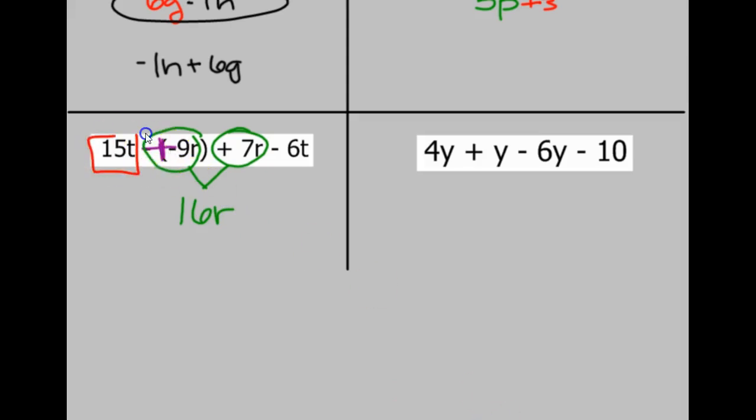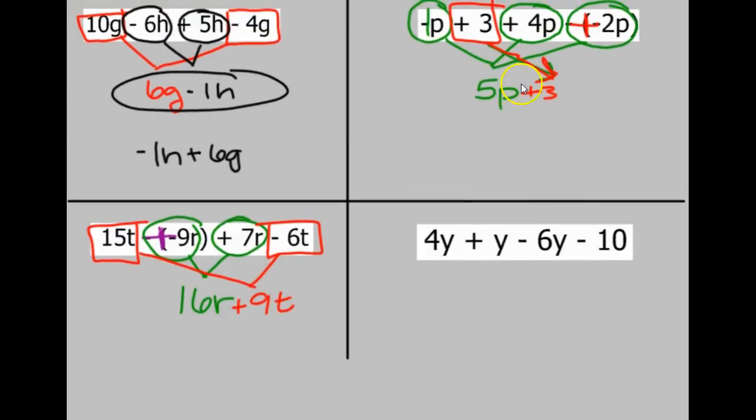And then we have 15T and a negative 6T. Different signs, subtract. 15 minus 6 is going to give us 9T, and there's more positives, so put the plus between there. If there were more negatives, it would be a minus. So there's our answer, 16R plus 9T. You can't combine these together because they're different letters. And going back up here, you can't combine these together, they're different letters. This one, the 3 doesn't have a letter, so we couldn't combine those anyways.